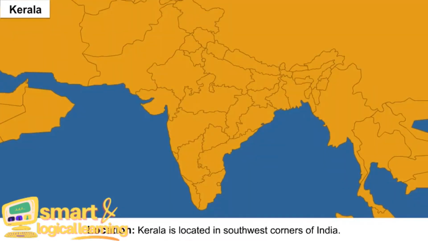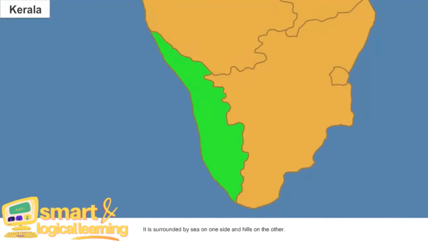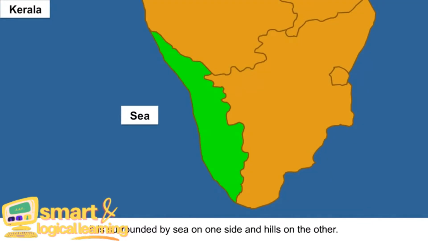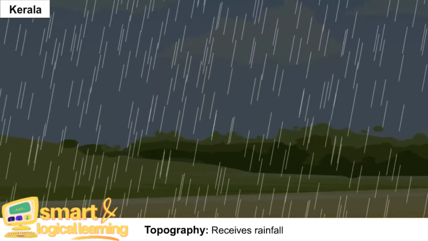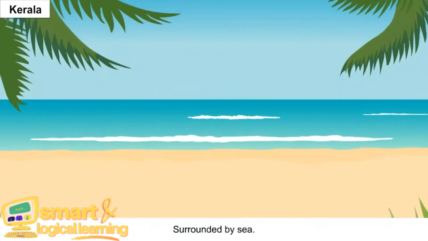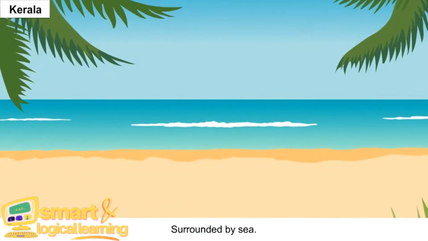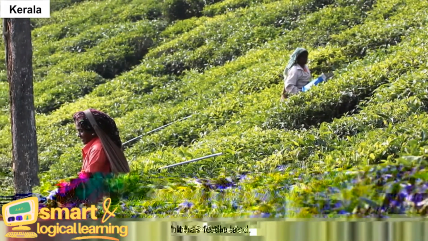Kerala. Location. Kerala is located in the southwest corner of India. It is surrounded by sea on one side and hills on the other. Topography. It receives rainfall. Surrounded by sea, it has fertile land.